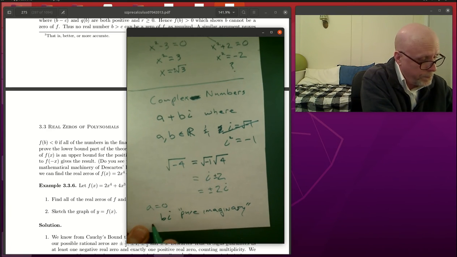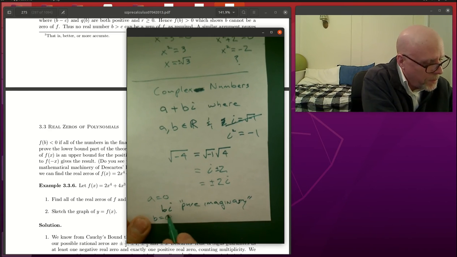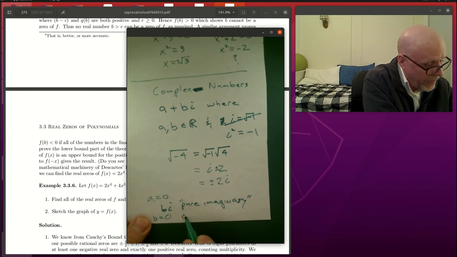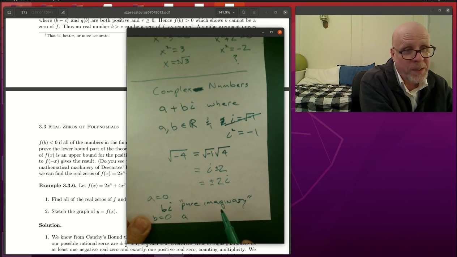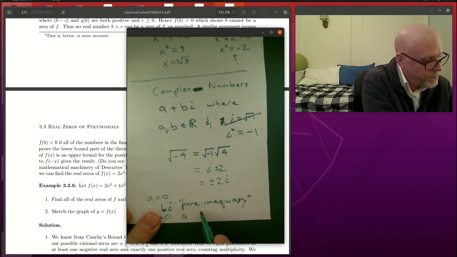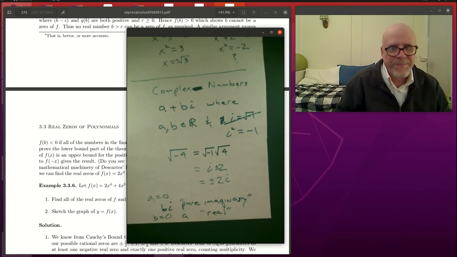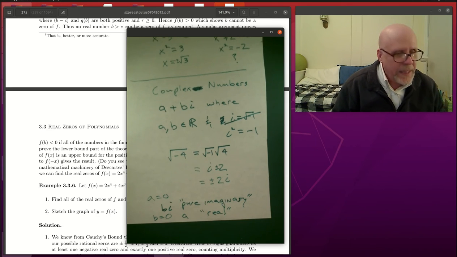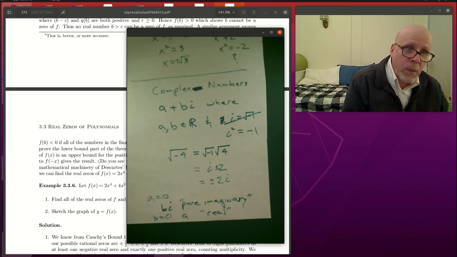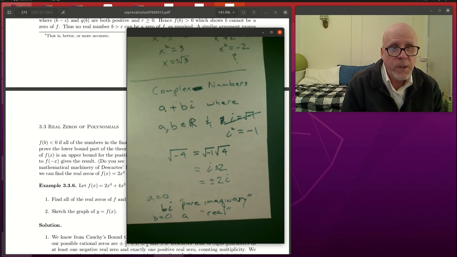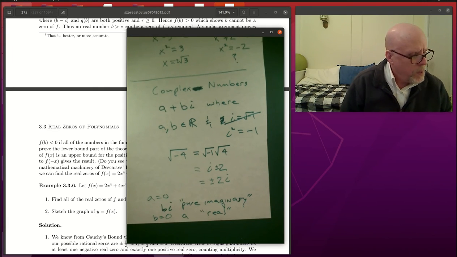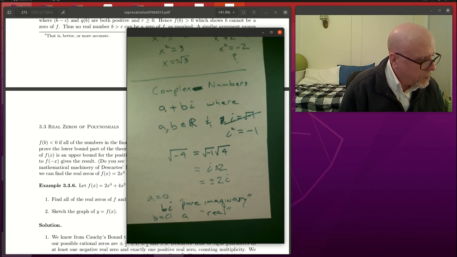If b was 0, then your number is just going to look like a. And we don't say a pure real quantity, although I suppose you could. We just say real. So just to make this point strongly, the real numbers are also complex numbers. They just happen to have a 0 as the imaginary part, as the thing that multiplies i. The pure imaginary numbers, things that just look like a multiple of i, are a special case of complex numbers. The reals are contained in the complexes.